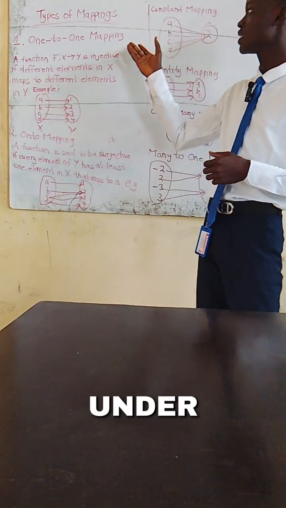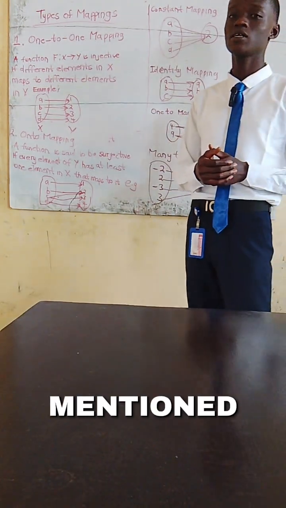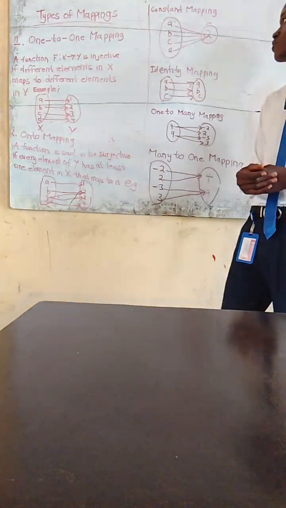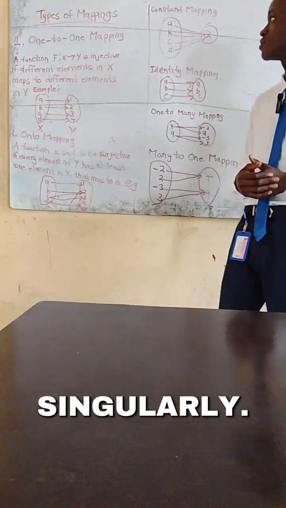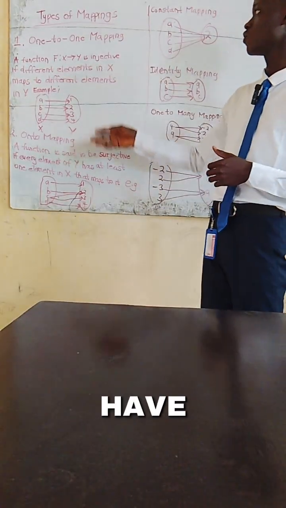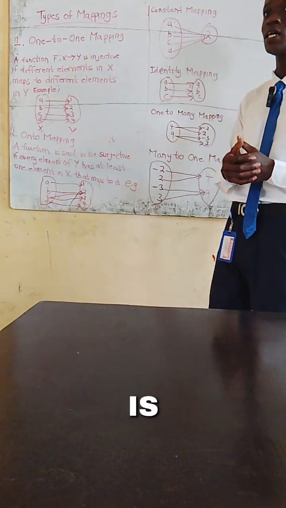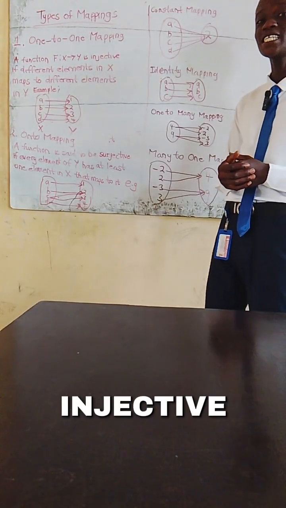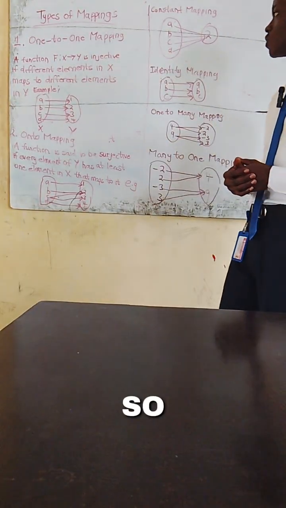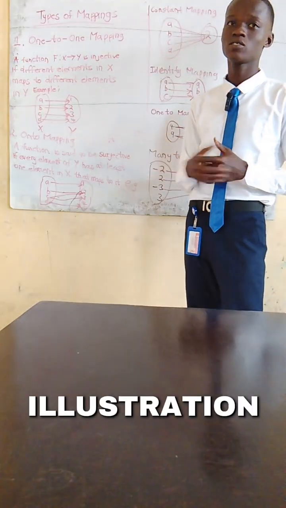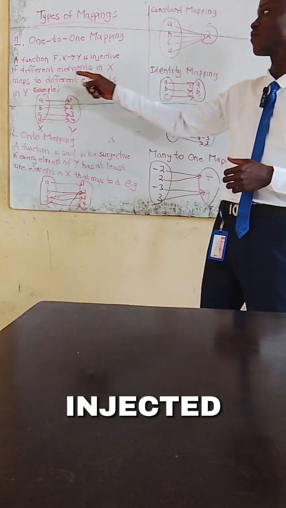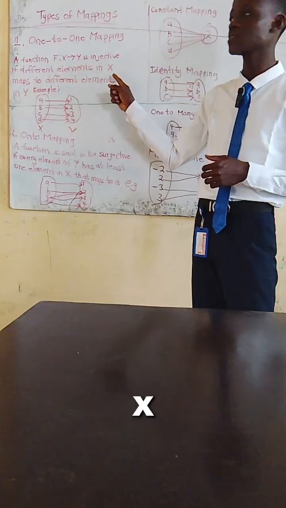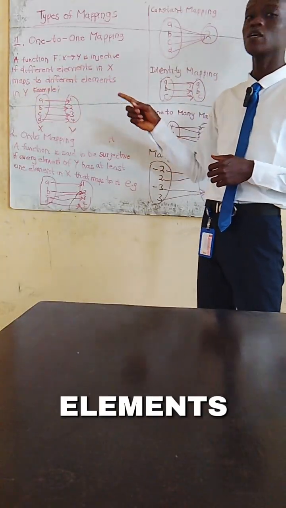Now, under the types of mapping, I already mentioned that we had six. So we are going to discuss each of them singularly. First of all, we have the one-to-one mapping, which is otherwise known as the injective mapping. In this illustration, any function of x is said to be injective if different elements in x map to different elements in y.